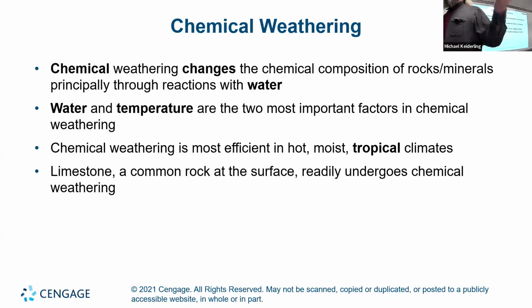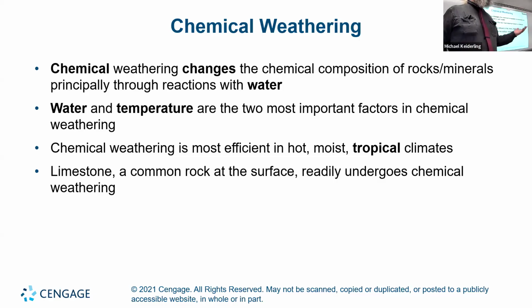So water or groundwater is slightly acidic from several causes. It absorbs carbon dioxide from the atmosphere, gets slightly acidic. It'll also pick up stuff in the ground and become slightly acidic from living things. And that can dissolve away things like limestone or other minerals more slowly. And chemical weathering is thus more efficient in hot, moist, tropical climates.